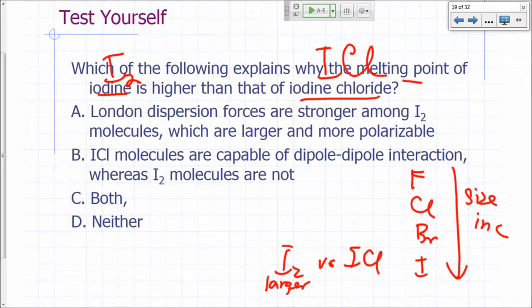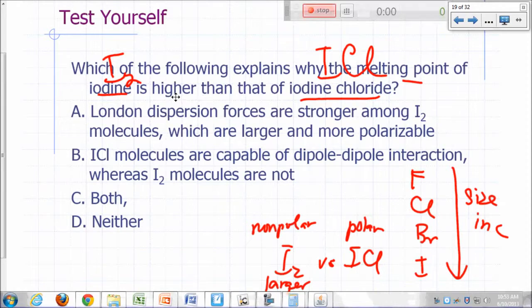Now, which one's polar and which one's non-polar? Iodine is polar or non-polar? Non-polar. ICl is polar. So, what would explain why I2 has a higher melting point than iodine chloride? Is it A, B, C, or D?